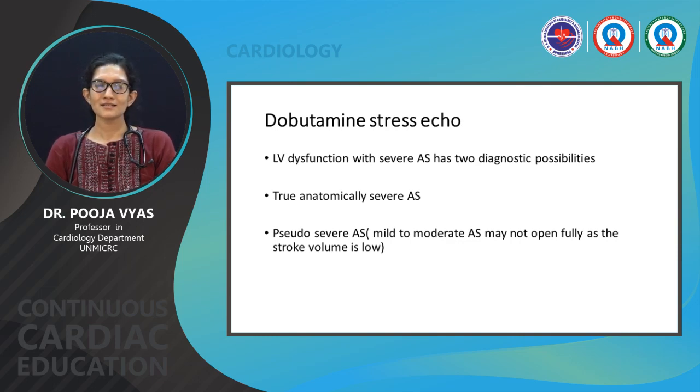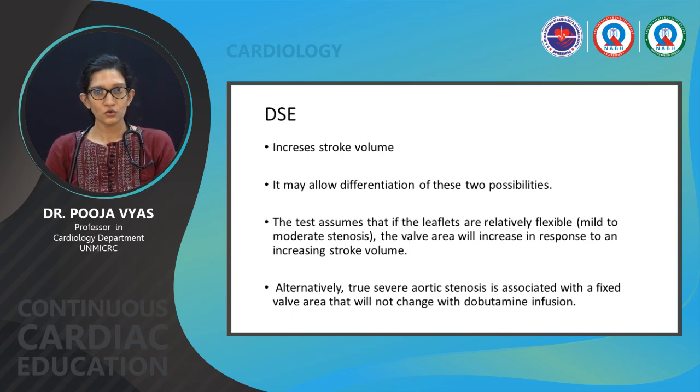One is either it is true anatomical severe aortic stenosis, or it is functional aortic stenosis or pseudo-severe aortic stenosis, like mild to moderate aortic stenosis with reduced ejection fraction where the valve leaflets are not opening fully due to reduction in stroke volume. Dobutamine stress echo increases stroke volume and allows differentiation of these two possibilities. When leaflets are relatively flexible, the valve area will increase in response to increase in stroke volume, and when there is true aortic stenosis the valve area is fixed, so it will not increase with dobutamine infusion.